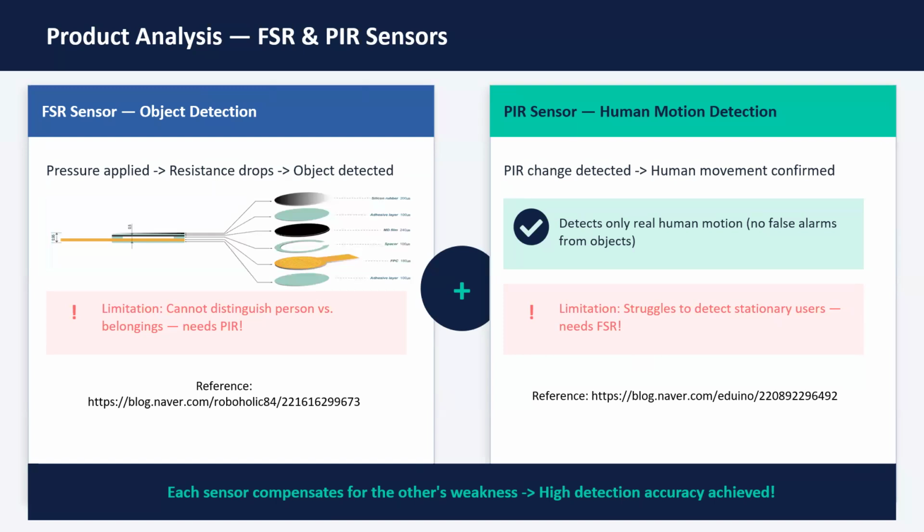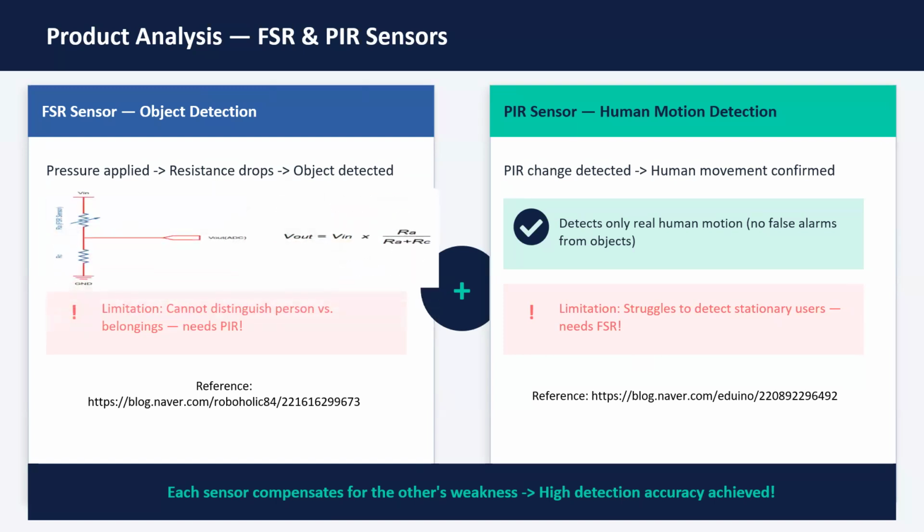On the other hand, the PIR sensor detects changes in infrared energy emitted by the human body through a Fresnel lens. In other words, it only responds to the movement of living beings, so it does not generate false alarms from objects. However, when a user sits still and concentrates on studying, the sensor may fail to detect movement and incorrectly assume that no one is present.